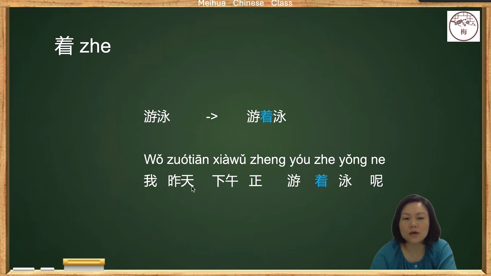我昨天下午正游着泳呢。So the time here for this sentence is 昨天, yesterday. What was I doing yesterday? I want to tell you 我昨天下午, yesterday afternoon I was swimming. So I should use the transformed one, which means we should add a character 着 between the verb and the object. 游着泳，我昨天下午正游着泳呢。We should not say 我昨天下午正游泳呢。Usually we don't say it this way. Normally we would add a 着 between the verb and the object. I was swimming yesterday afternoon.